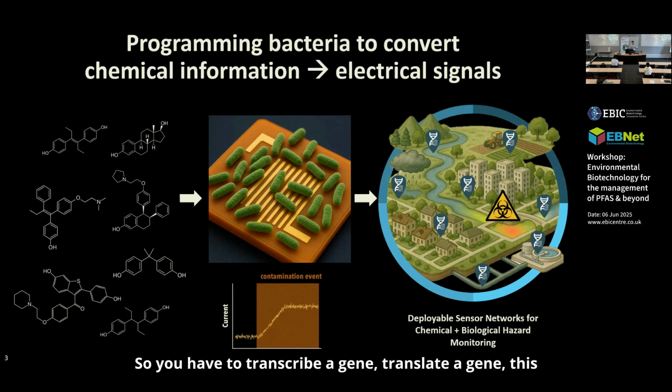So you have to transcribe a gene, translate a gene. This takes, at the fastest, half an hour to respond to something. It's also very costly for the cell, huge amounts of ATP to produce proteins that you can actually measure, and for these proteins to come and mature inside of the cell.